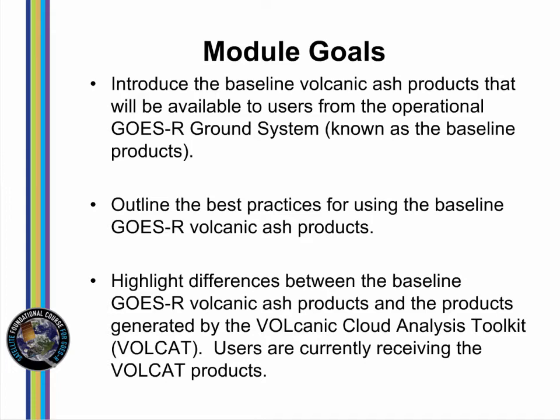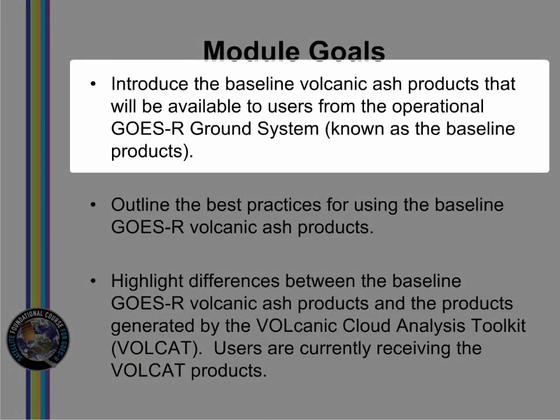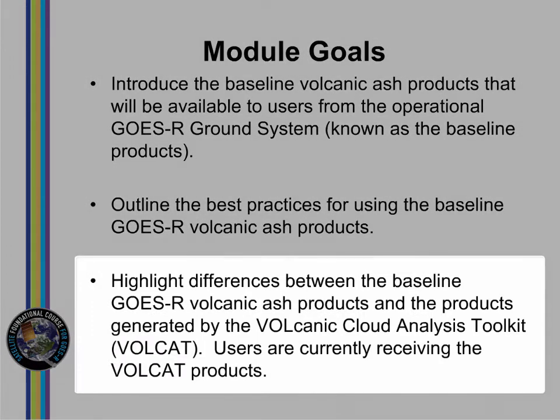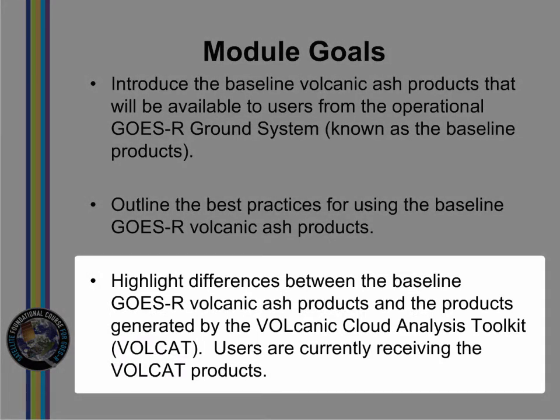The goals of this training are to introduce the baseline volcanic ash products that will be available to users from the GOES-R ground system. That is, they'll be available in AWIPS. This module will also outline best practices for using the baseline GOES-R volcanic ash products and highlight differences between the baseline product and the VOLCAT, that is the Volcanic Cloud Analysis Toolkit products that some users currently access.